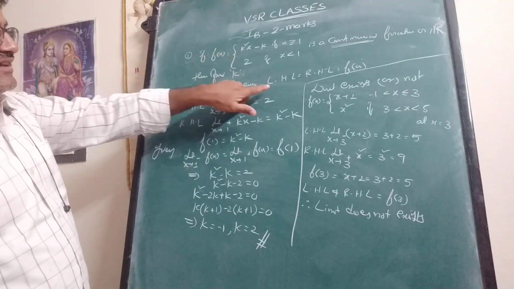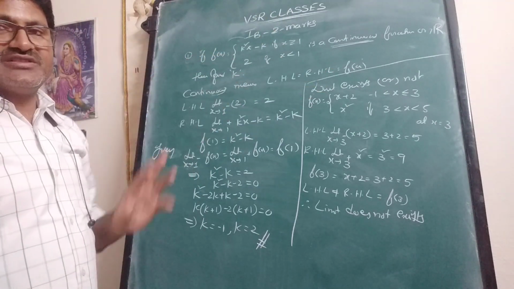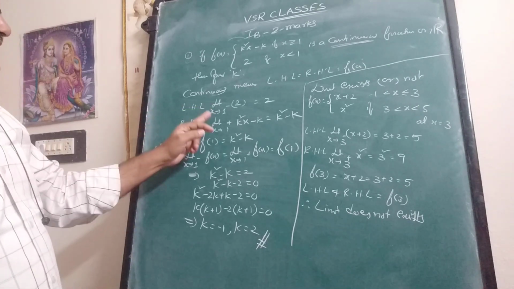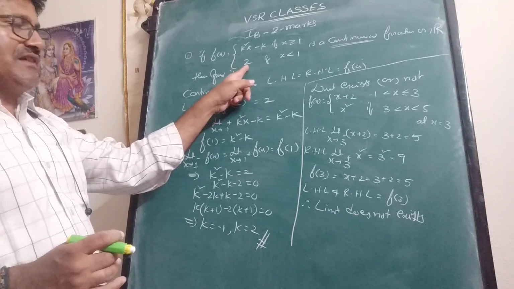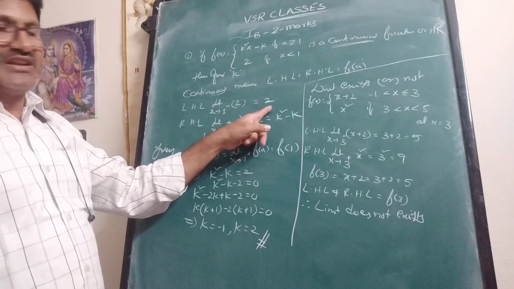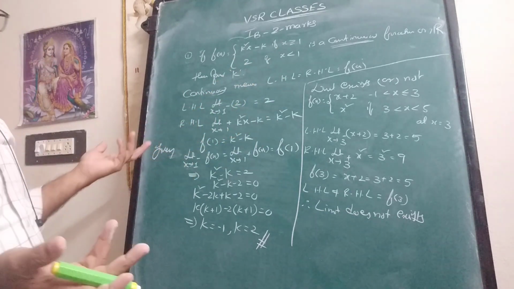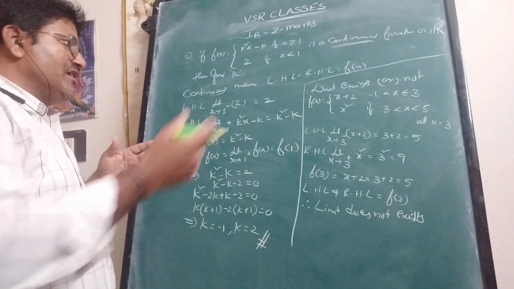Continuous function means the left hand limit and right hand limit should be equal to its functional value. Left hand limit: the limit extends to 1 minus. 1 minus means x should be less than 1. So it takes 2, so your answer is 2, a constant. It is independent of x. No need of substitution, and directly you will get the 2.